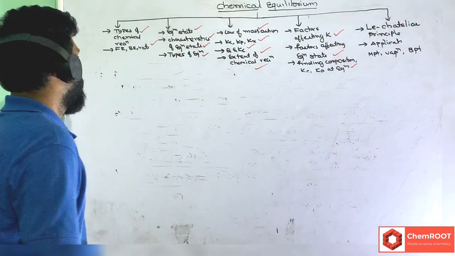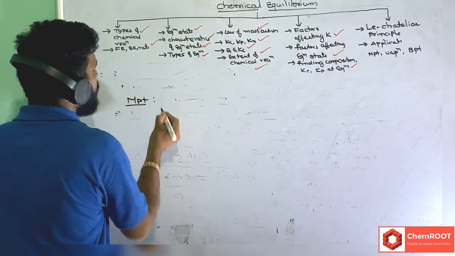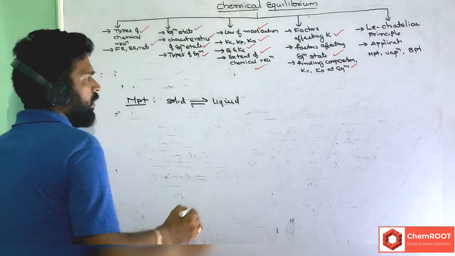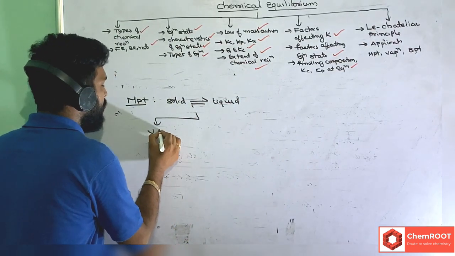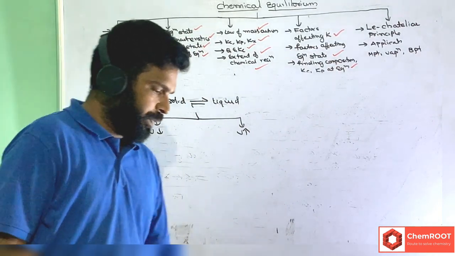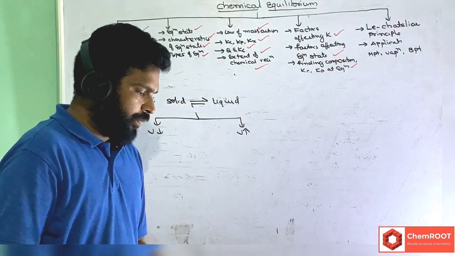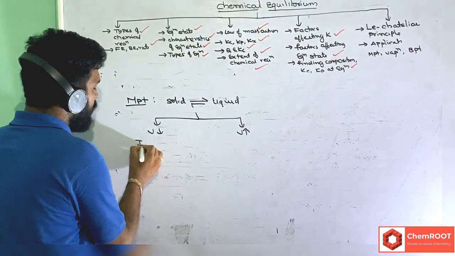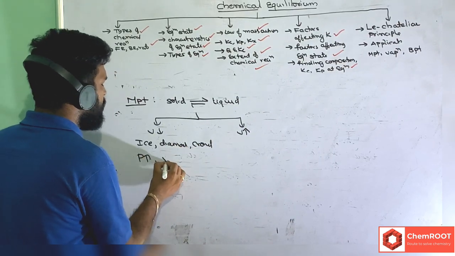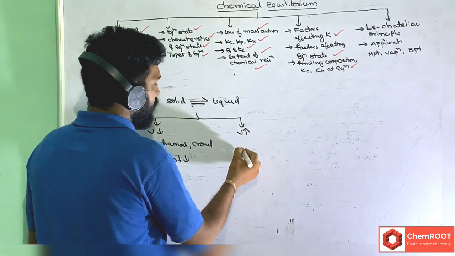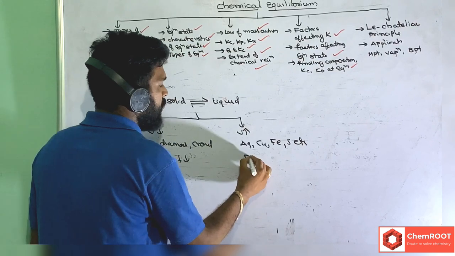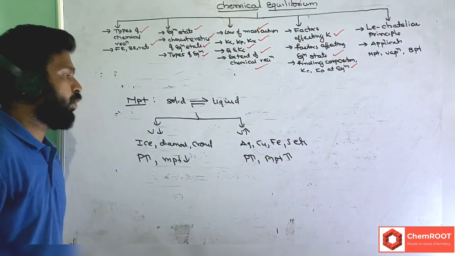Next, suppose the melting point case. These key points you can remember well. Solid is converting to liquid. In all cases two types of process will be there: where volume decreases and where volume increases. Volume decreases case, you will get ice, diamond, corundum type. In these cases, when pressure increases, the melting point decreases. And here, gold, copper, iron, sulfur, etc. are the volume increases case, where when pressure increases, the melting point increases. That is a point you can remember.